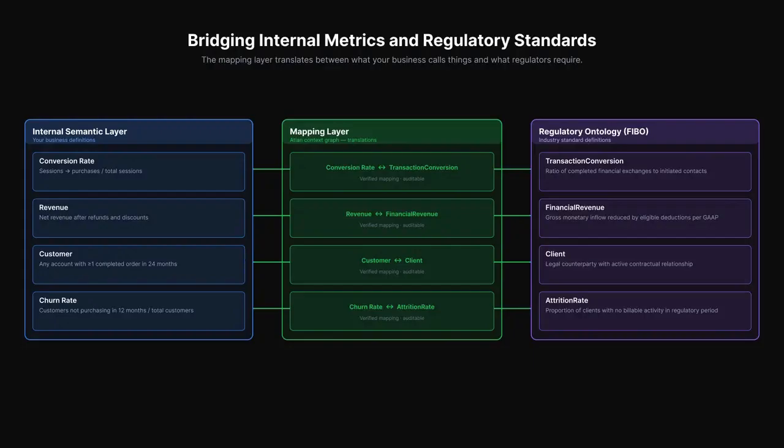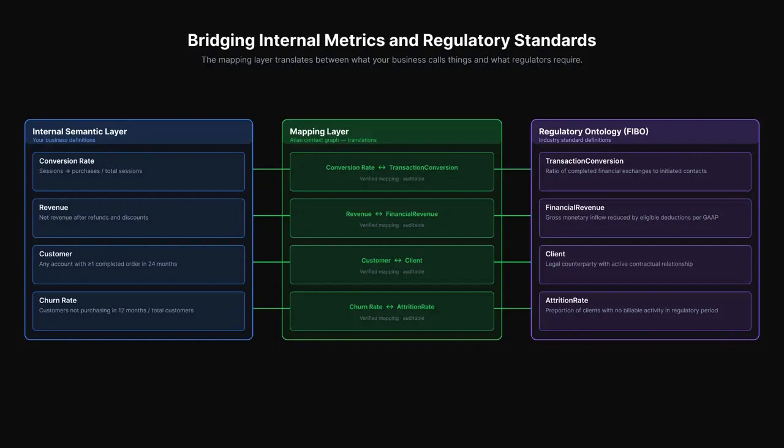The semantic layer handles internal metrics consistency. The ontology aligns entity definitions with external standards. And the critical need is a layer that connects the both. When a regulator asks, how do you define counterparty exposure?